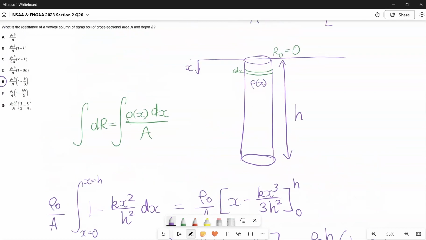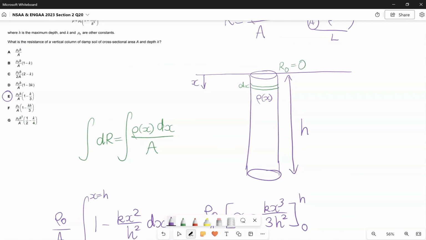So the answer is rho naught h over A, times 1 minus k over 3, just to reiterate that this is the final answer.